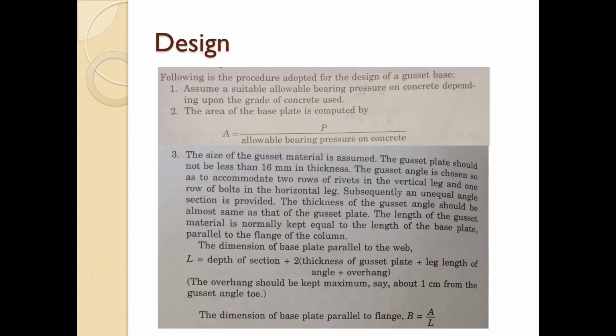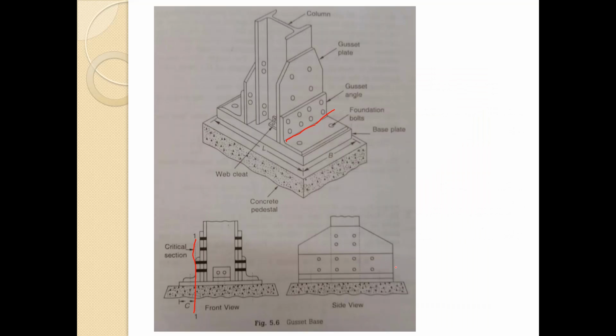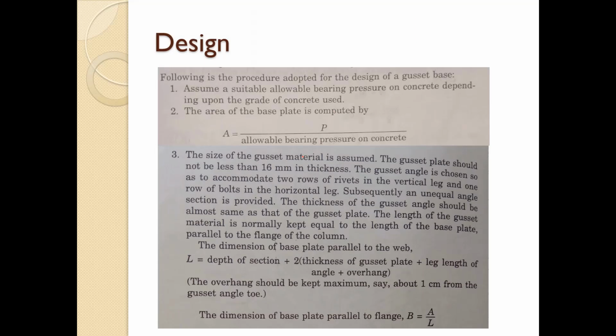So the dimension of the base plate parallel to the web, that is L, equals the depth of the section plus 2 into the thickness of the gusset plate plus the leg length of the angle and overhang, as here you can see. So while deciding this length, we have to check the depth, then the thickness of this, then the length of this leg of the angle, and this small overhang here. The overhang should be kept minimum about 1 centimeter from the gusset angle.